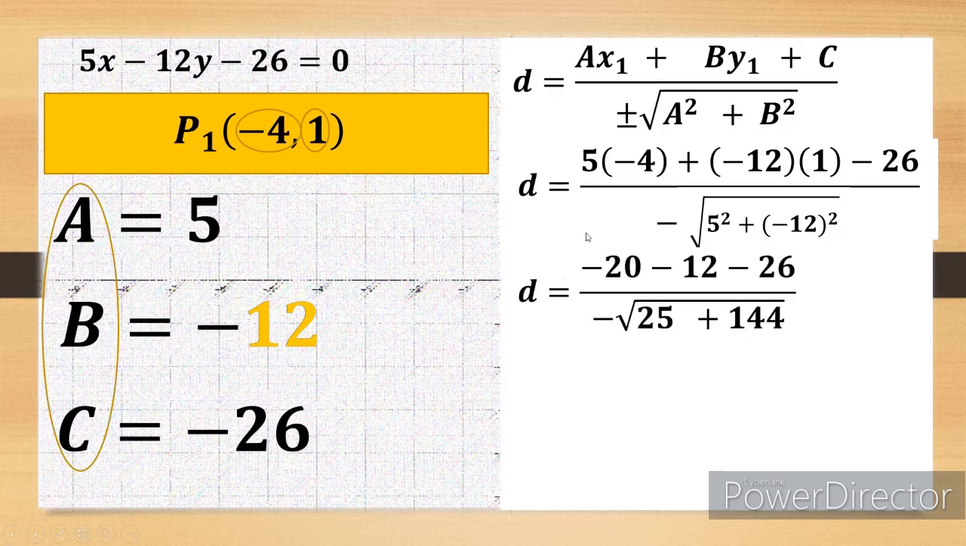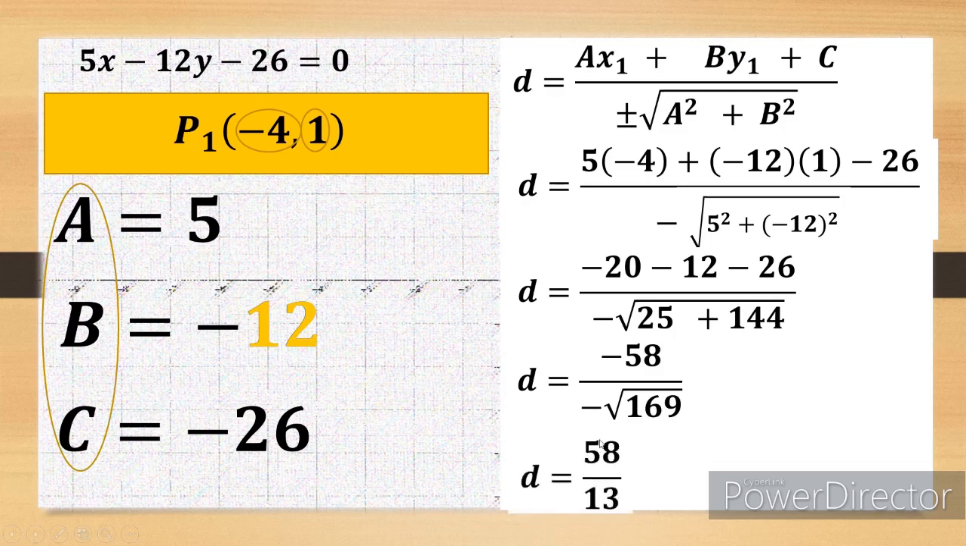So, simplifying, we have 5 times negative 4 is negative 20. Negative 12 times 1 is negative 12. Minus 26 all over negative square root of 25 plus 144. So we have negative 20 minus 12 minus 26. We have negative 58 all over negative square root of 169. So for our final answer, we have positive 58 over 13.